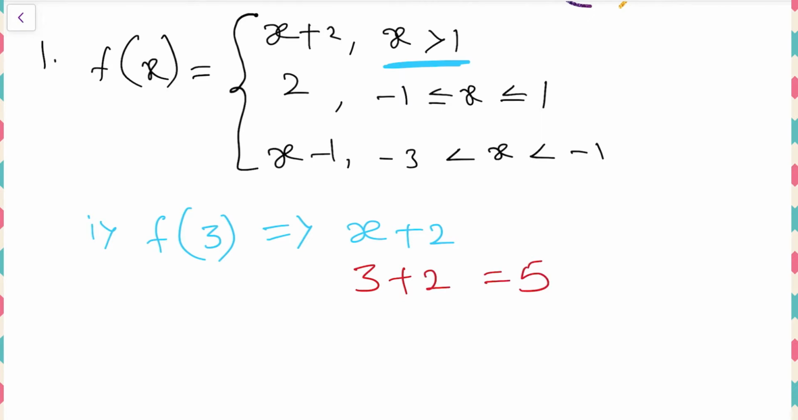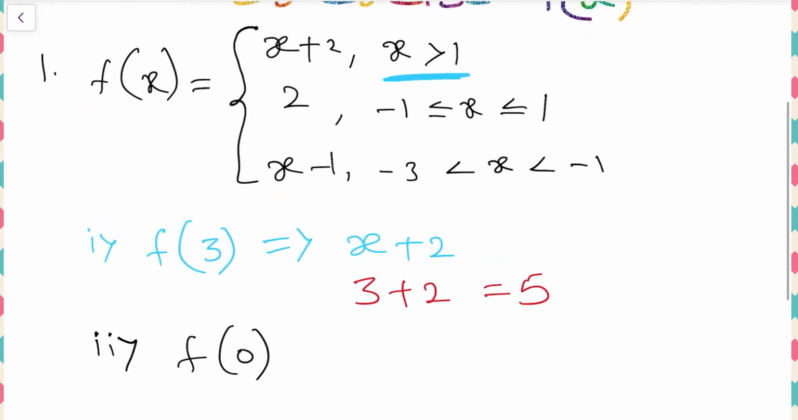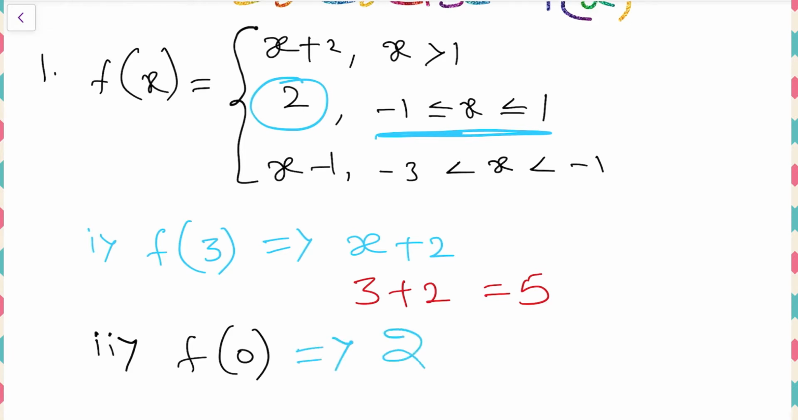Next, the second question we have is f of 0. According to the given statements, this 0 lies in which statement? In the second statement, that is minus 1 less than or equal to x less than or equal to 1. 0 lies in between minus 1 and plus 1. So this we need to take. It is a constant only, so write it as it is. The f of 0 value is 2.